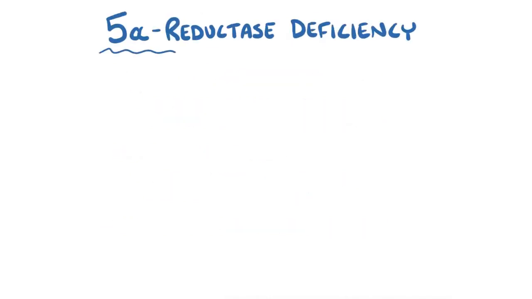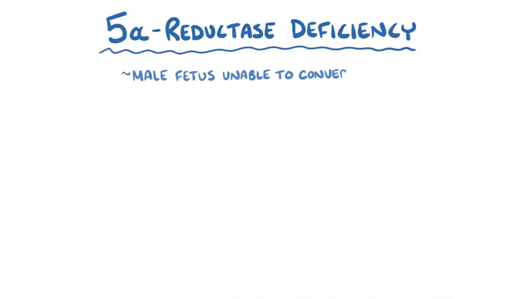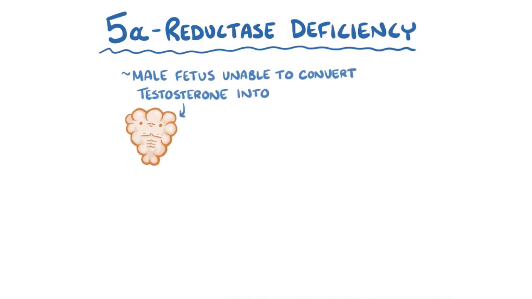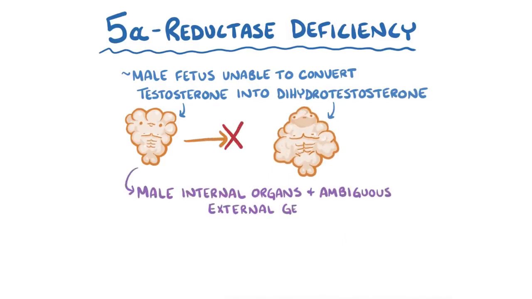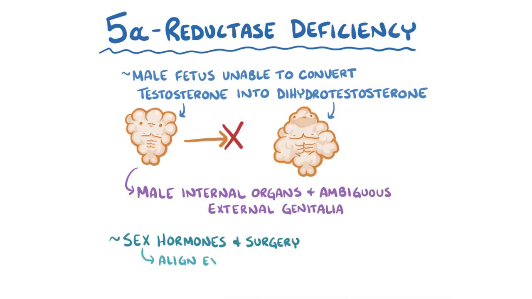Alright, as a quick recap, 5-alpha reductase deficiency results in a male fetus being unable to convert testosterone to its more active form, dihydrotestosterone. This leads to male internal organs and ambiguous external genitalia. Both sex hormones and surgery can be done to help align the external genitalia with the gender identity adopted by the individual.